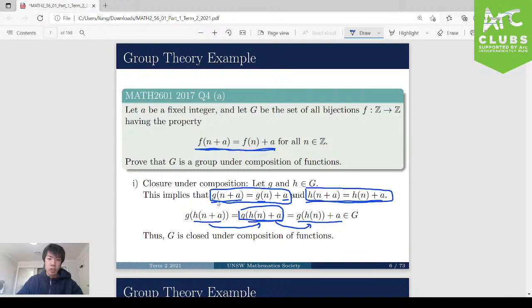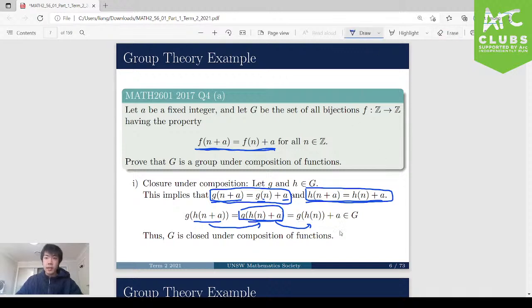So if I have g of something plus a, I can break it down into g of that something and then separately plus g of a. So I did the same thing here. I took g of h of n separately and then took the a out. Let me just get rid of this.